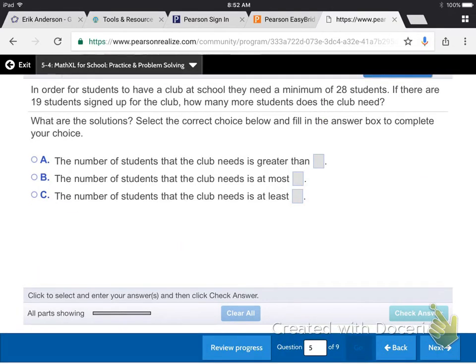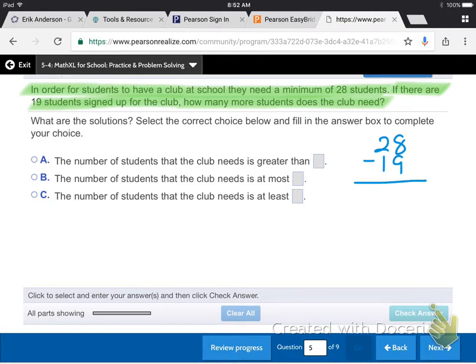And rolling right along, question 5 of 9. It says, in order for students to have a club at school, they need a minimum of 28 students. If there are 19 students signed up for the club, how many more students does the club need? So, how many students does the club need? Well, if we do simple math and we say 28 minus the number of students that are already there, that makes 9. So the club needs 9.